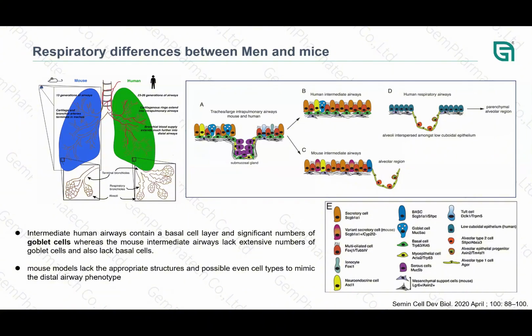And next, let's see the right side of the image. Both mice and humans have similar key cell types in their airways, for example, the epithelial cells, the immune cells, and the fibroblasts, but their numbers and distribution are totally different.